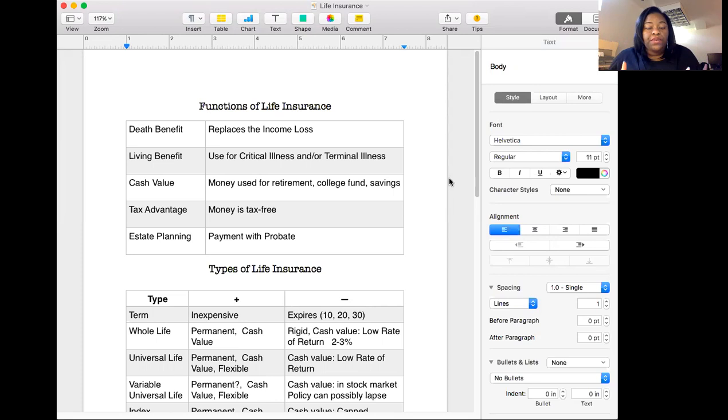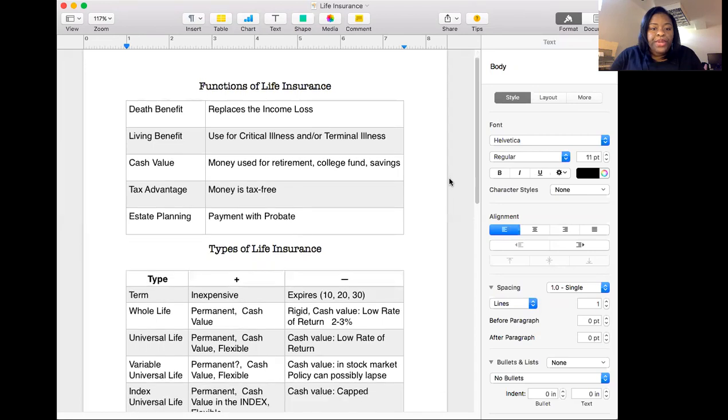You can utilize that money for those things. So those are the 5 functions of life insurance. So you have to think, what is the most important function for you, right? Death benefit, leaving legacy. Living benefits, you never know what's going to happen. Cash value, oh, my kids do need to go to college. Oh, I do need to have something set up for retirement. I don't want to work forever. And I want to make sure that it's growing tax-free.